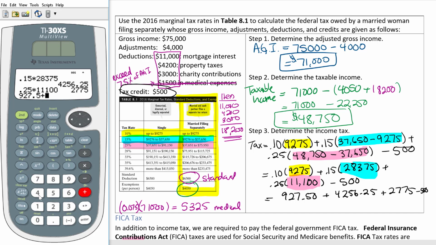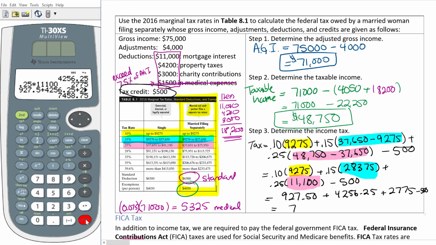When I add all of those up, 927.50 plus 4,256.25 plus 2,775 minus 500, that's going to get a total of $7,458.75, which is going to be the tax due for this married woman filing separately with the given information. And that's the best she's going to get, and that's how much she's going to owe on her taxes.